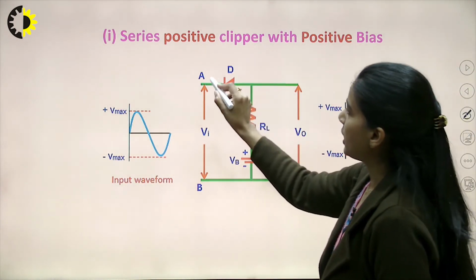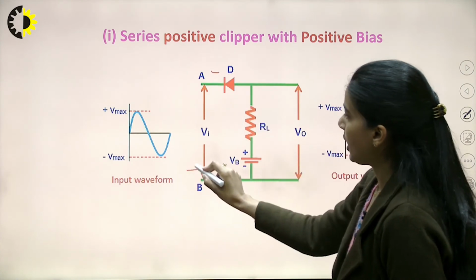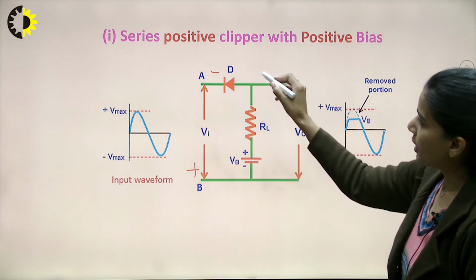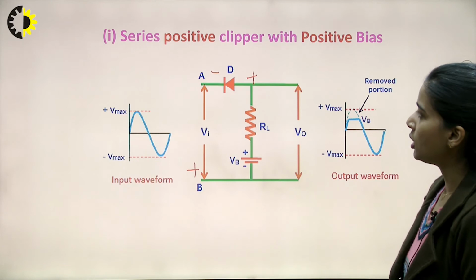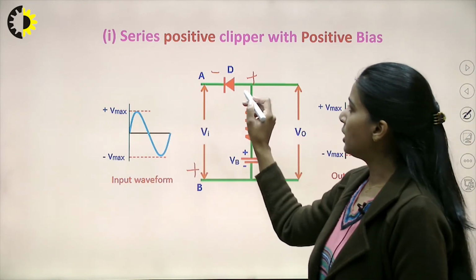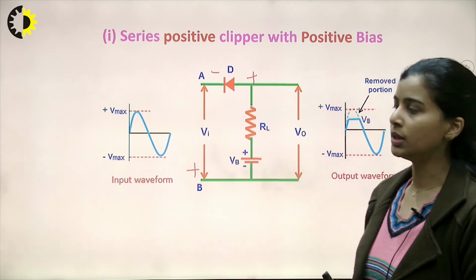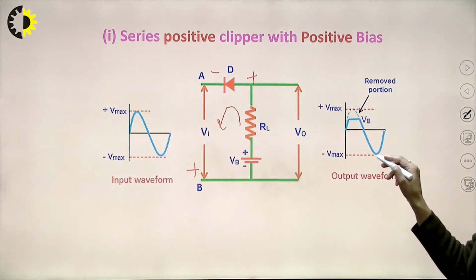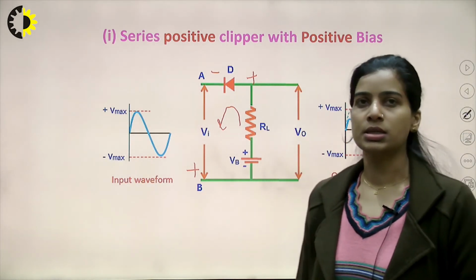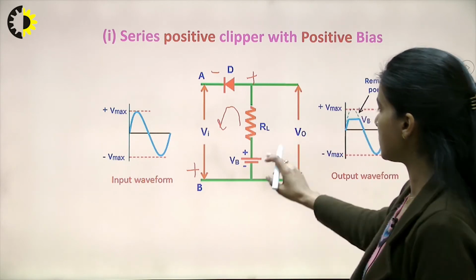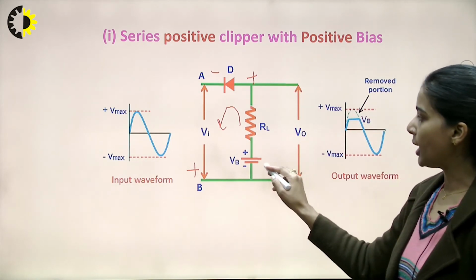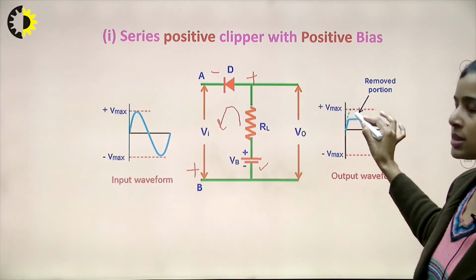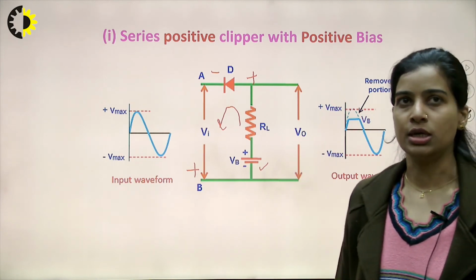For the negative cycle, what happens? At this side we have negative, and at this side we have positive, since VB connected here is positive. So, for the complete negative cycle, this diode will be forward biased and there will be flow of current. The complete negative cycle will appear across the output load resistance. In this way, by applying the biasing voltage VB, we can clip off a certain part of the input voltage.